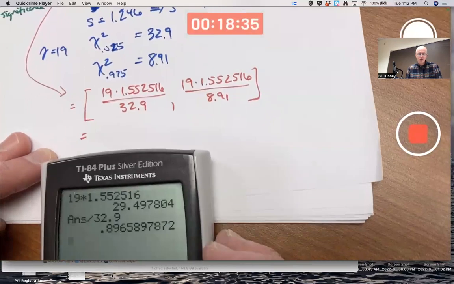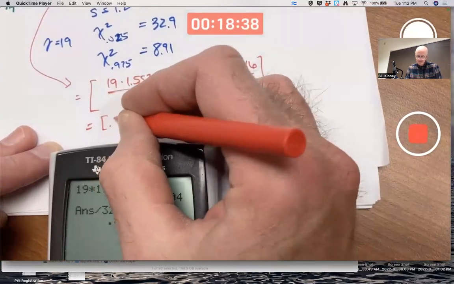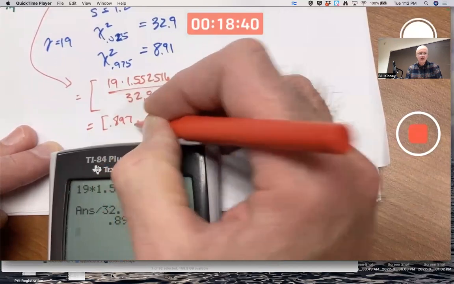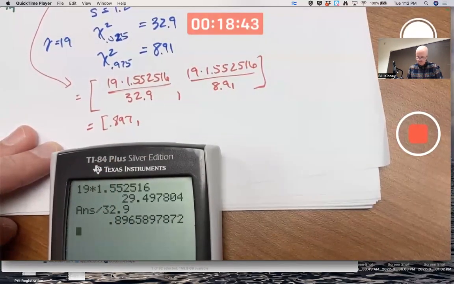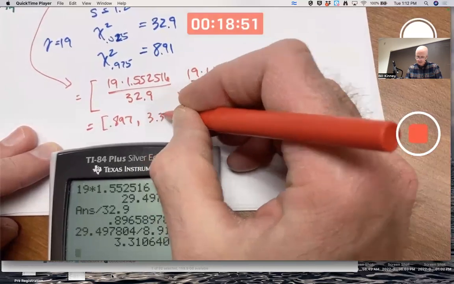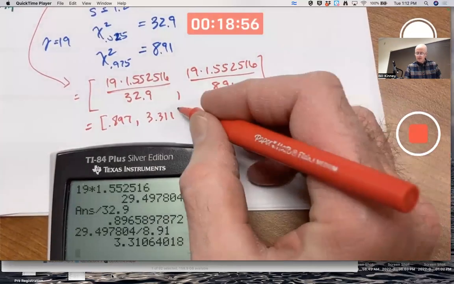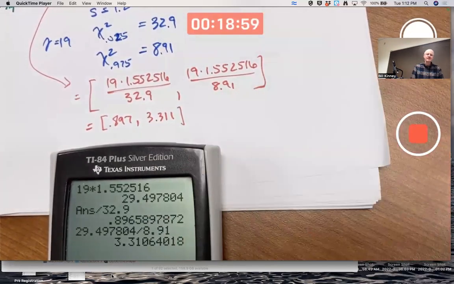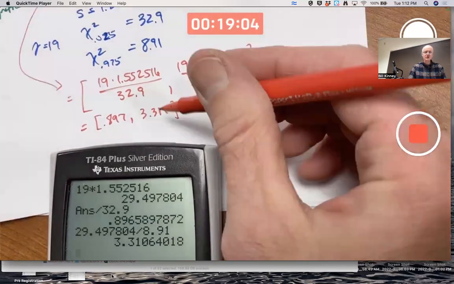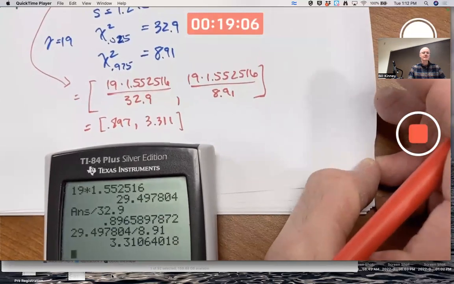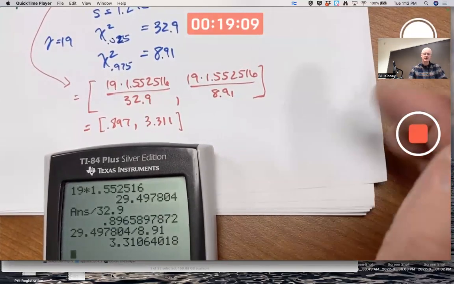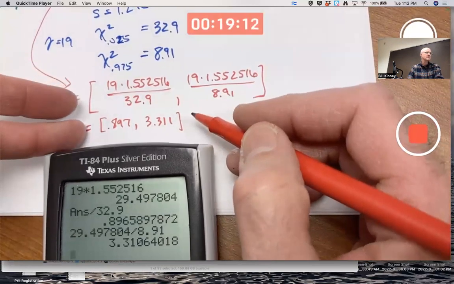Our left endpoint is about 0.897. Our right endpoint is about 3.311. So I'm 95% confident that the true population variance is somewhere between these two numbers. And again, it's not a big deal if we used open interval notation.